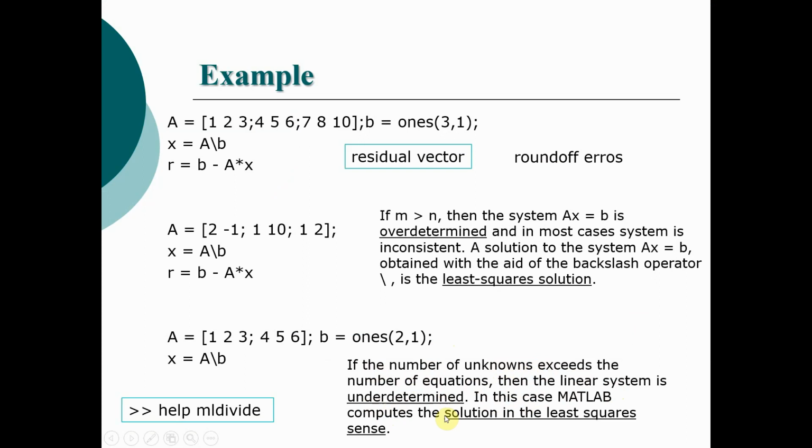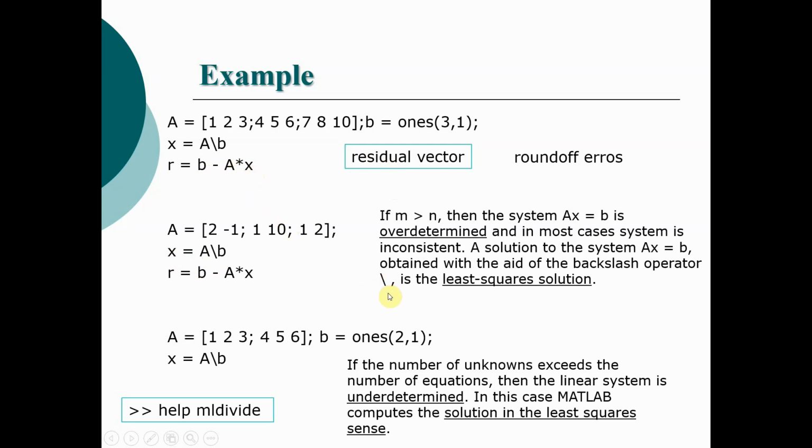In this case, MATLAB with the left division method or the Gaussian elimination method computes the solution in the least square sense as well, right? So again, it tries to minimize the round-off error, the residual vector. Sorry, I should have mentioned that this is called the residual vector, right? So this basically shows the difference between B and AX.